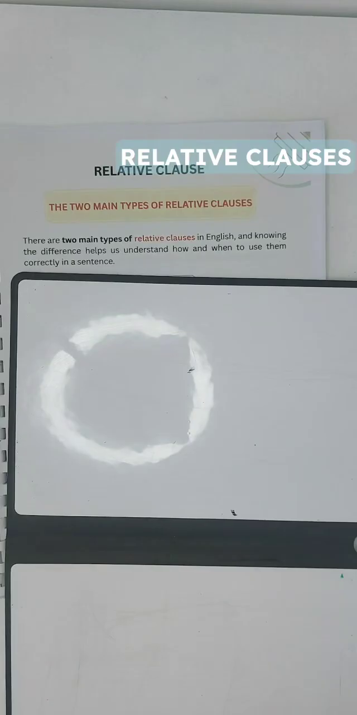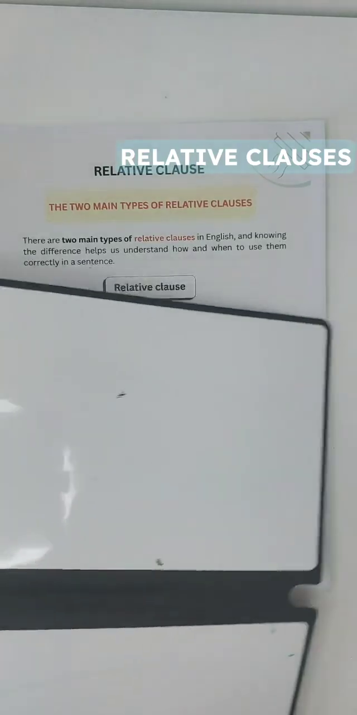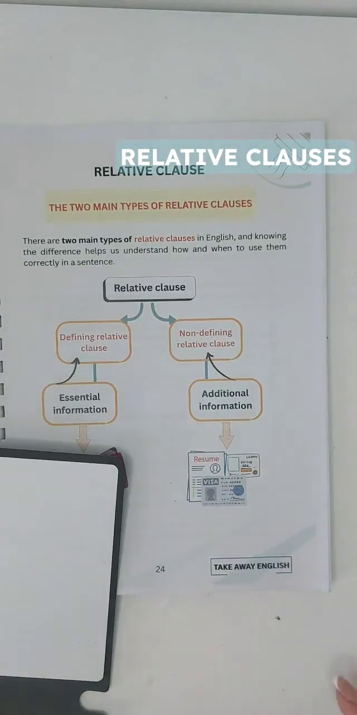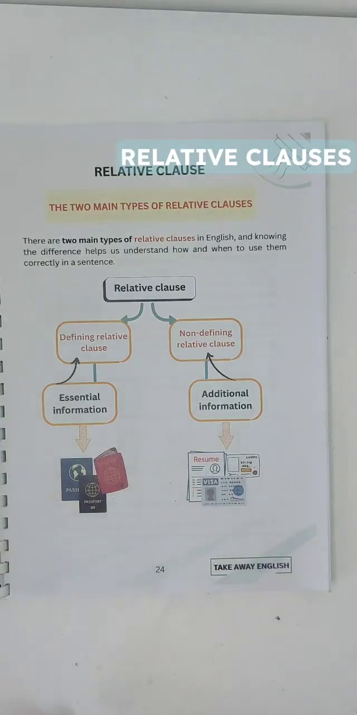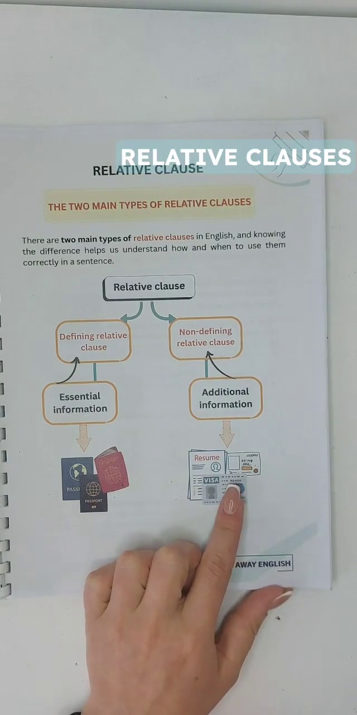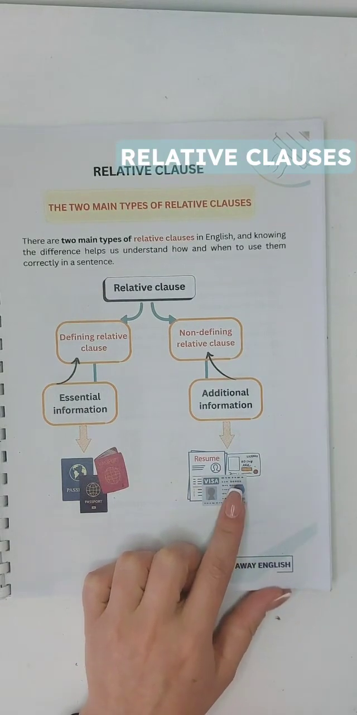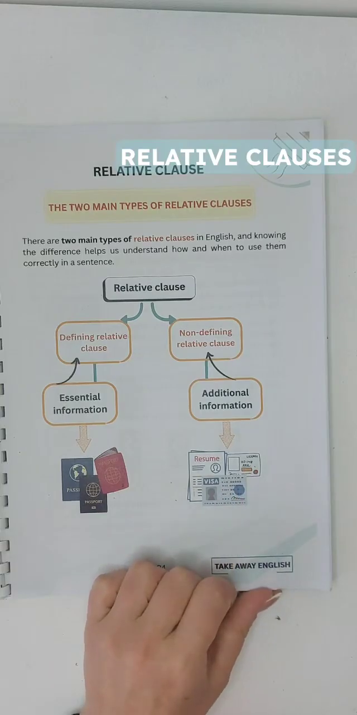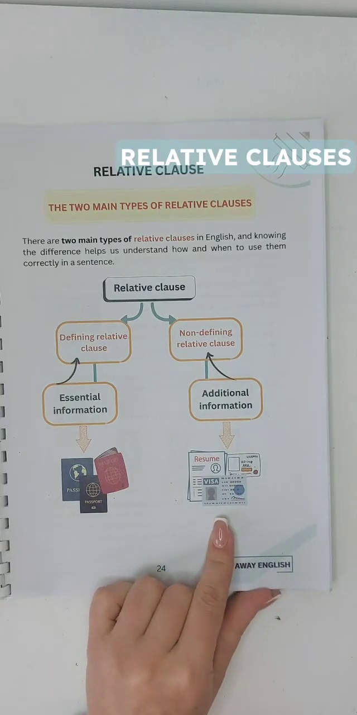Now let's talk about non-defining relative clauses. Think of them like a driving license or a bachelor's degree. These are extra information, right? Yes, we may need these documents, but they are additional, extra information, right?